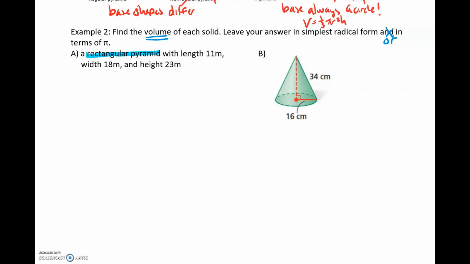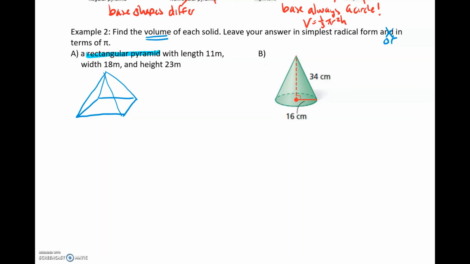So I'm looking for a pyramid with a rectangular base, length 11, width 18, height 23. So if it helps, feel free to draw the picture, and I am no expert at drawing pyramids, so you guys might be better than me at this. But feel free to draw it in.